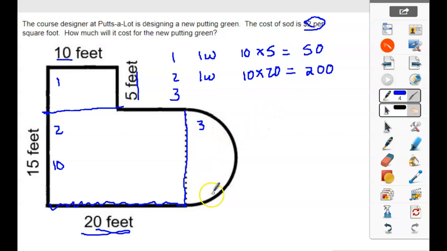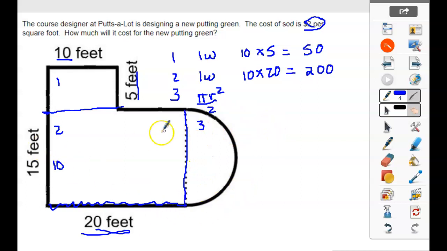And now I need to find the area of this half circle. So area of a circle is pi r squared. And this isn't a whole circle, it's a half circle. So I'm going to just put divided by 2. Keep in mind on your formula chart, it's not going to have that divided by 2 part. You just need to know that that's what you have to do when you're given a half circle.